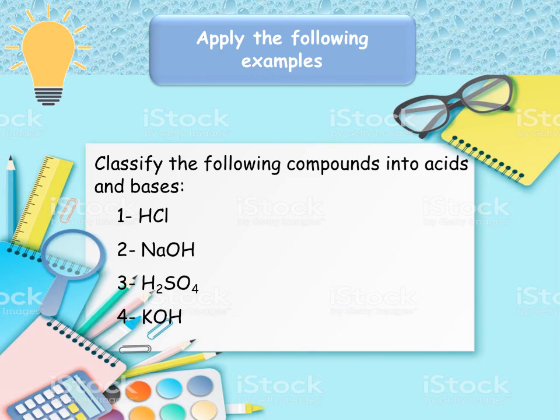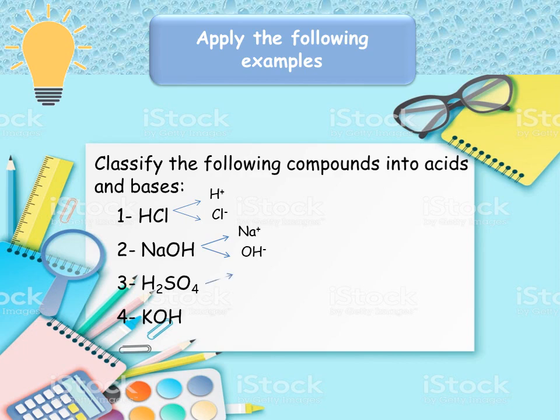Now, let us have some examples as an application. The question is, classify the following compounds into acids and bases. First compound is HCl. HCl is made up of H+ ions and Cl- ions. This means that it is an acid due to the presence of H+ ions. Second example is NaOH. NaOH is made up of Na+ ions and OH- ions. This means that it is a base due to the presence of OH- ions.